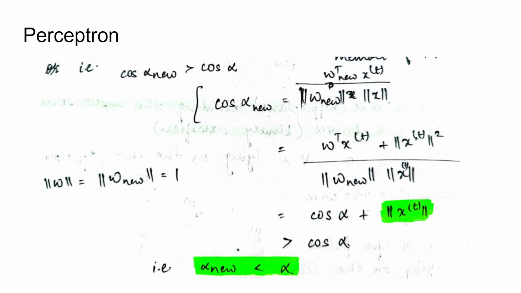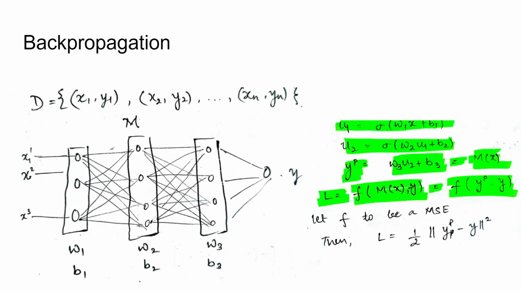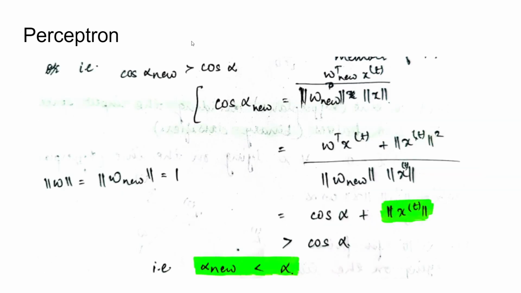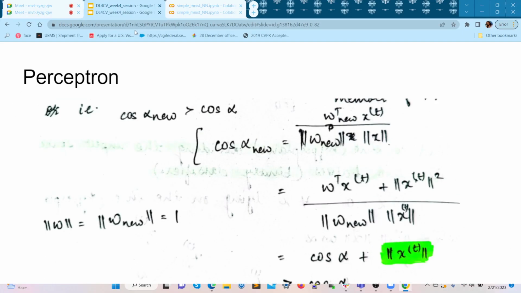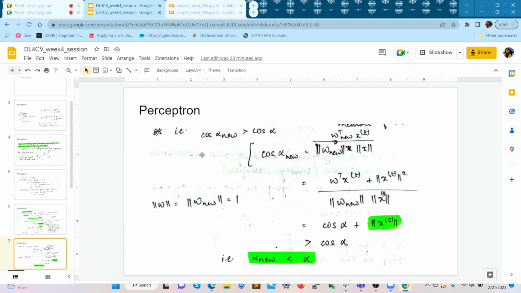Okay then, moving on to the next topic, which is backpropagation. So far we are doing this perceptron algorithm, and can anyone suggest what is the issue with this perceptron algorithm?